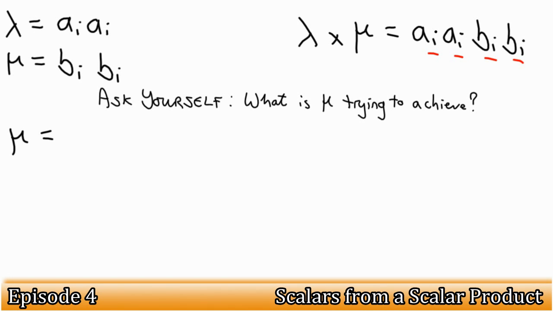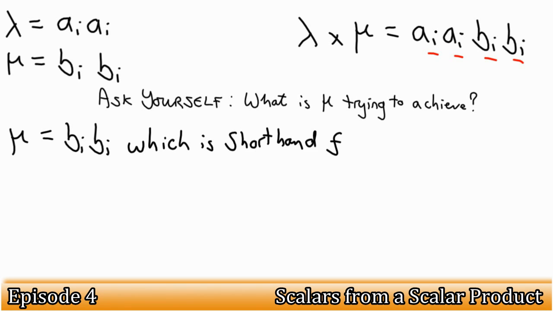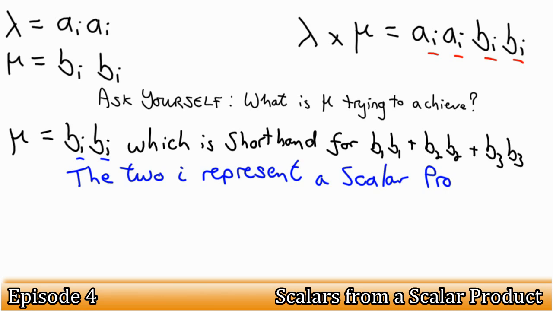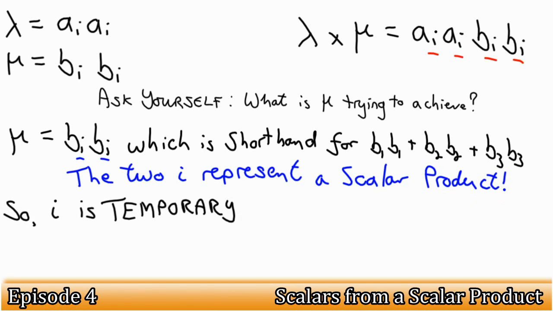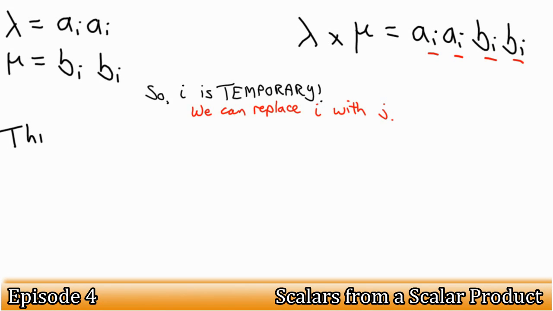So let's have another look at mu. Mu is equal to B_i B_i. Remember that B_i B_i is supposed to be shorthand for B_1 B_1 plus B_2 B_2 plus B_3 B_3, where the two instances of i indicate a summation. Because of this, i is only temporary, as it is just a placeholder for i equals 1, 2, and 3. So there's absolutely nothing stopping us from replacing i with another letter, for example, j. This one simple step completely removes our issue.